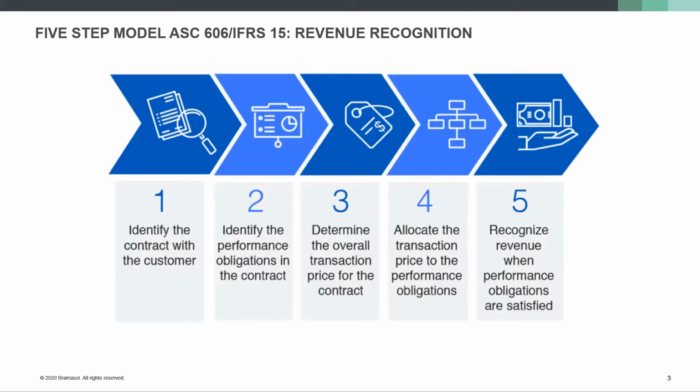As a reminder, we are reviewing the 5-step new revenue recognition model, ASC 606 IFRS 15. When we look at the model, there's 5 steps, and today we are in step 3, which is determine the overall transaction price for the contract. Here, variable consideration comes into focus because as part of your transaction price, you have to determine 2 components. First one being, are there any fixed price components within the contract? The second component, and a new concept within ASC 606, is the concept of variable consideration.